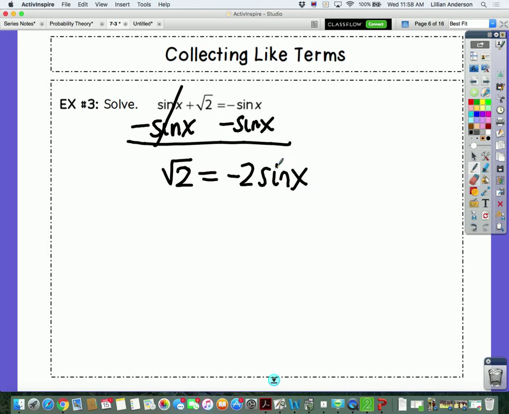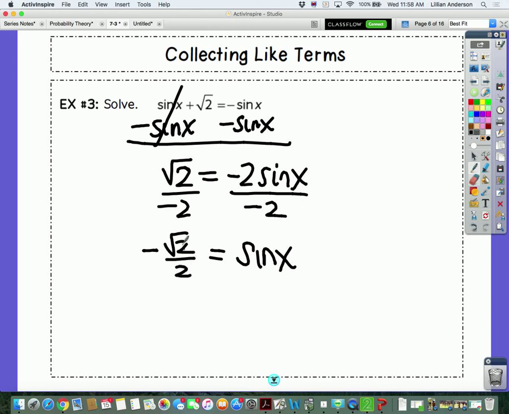Alright, now our goal is to get sine by itself. So we have sine x equals, and just because there's a negative in the denominator, it technically makes the entire fraction negative. So that's a negative root 2 over 2. Wouldn't that be 7 pi over 4? That would be 7 pi over 4. That's one of our solutions.